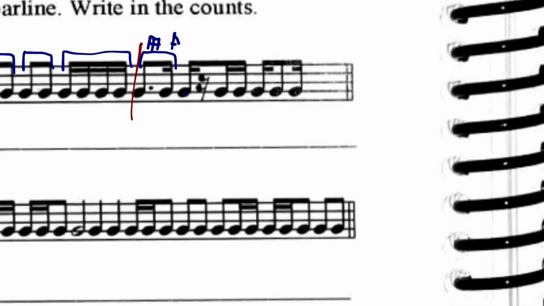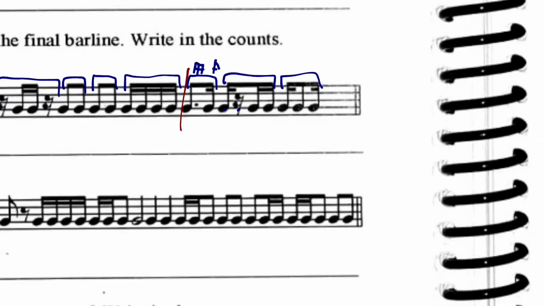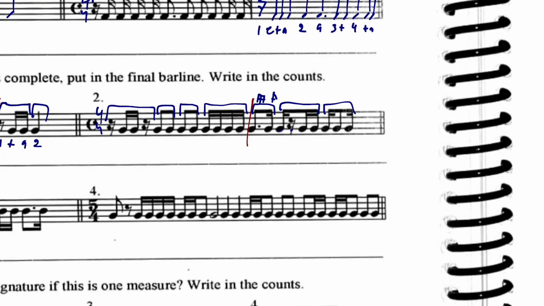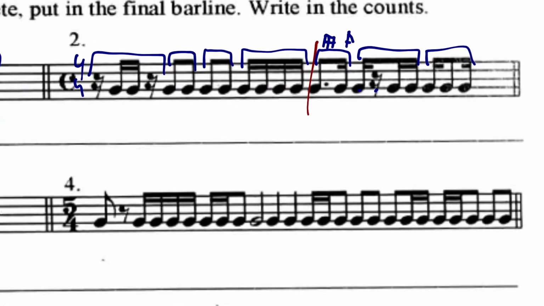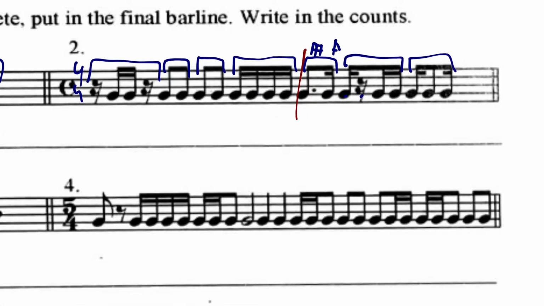Here, 16th, 16th, and 2 more. And usually you can tell because they're all beamed together to form 1 beat, typically. And there's another one. So we have a common time we're counting, right? 4, 4, and we have only 1, 2, 3 beats at the end, which means, of course, that we don't put a final bar line in there, we just leave it as is.